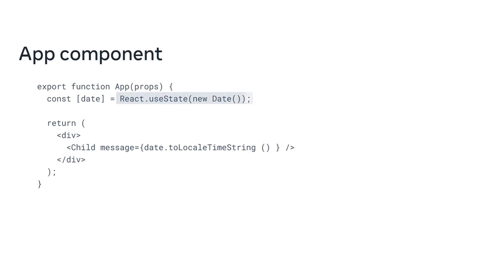starting with two components, the app component and the child component, which returns a message. In the app component, the useState hook defines and keeps the states that will be passed to the child component as the props object. The app component renders the child component and passes the date to it in a string format as a prop named message.